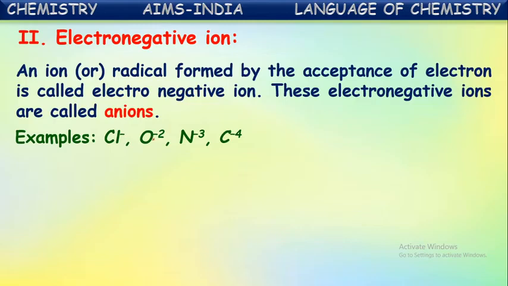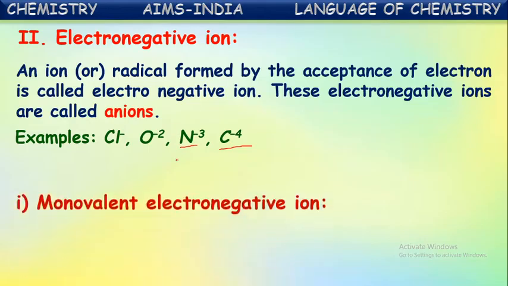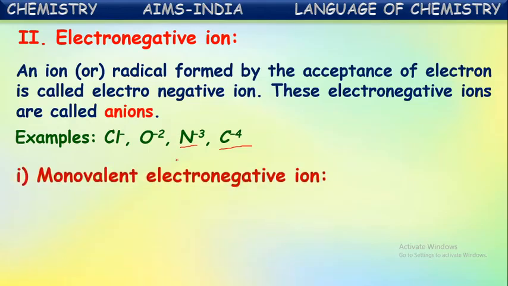So it is called an electronegative ion. Nitride ion, carbide ion: these ions are formed by the gaining of one or more electrons, and hence they get negative charge. So these are called electronegative ions, which are also called anions. Okay, next, monovalent electronegative ions. As we have seen here, it is gaining one electron, two electrons, three, four electrons. Based upon the number of electrons gained, these anions are also of different kinds.